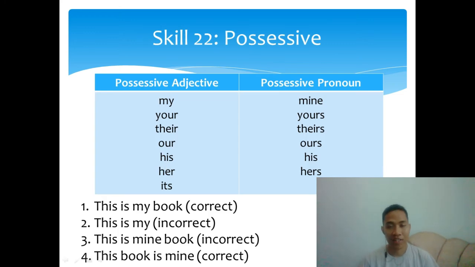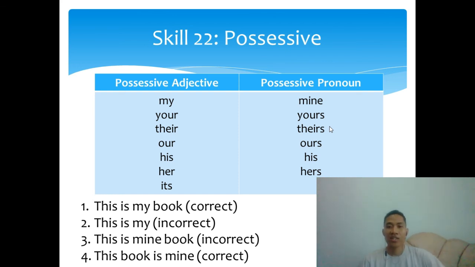Okay, so let me just continue to the next skill, which is about possessive. This is also an easy skill to master. Just look at these two columns. On the left side, possessive adjective: my, your, their, our, his, her, and its. And we also have possessive pronoun. My becomes mine, your becomes yours, their becomes theirs, our becomes ours, his becomes his. There's no difference in form. Her becomes hers. Its, there's no possessive pronoun of its.